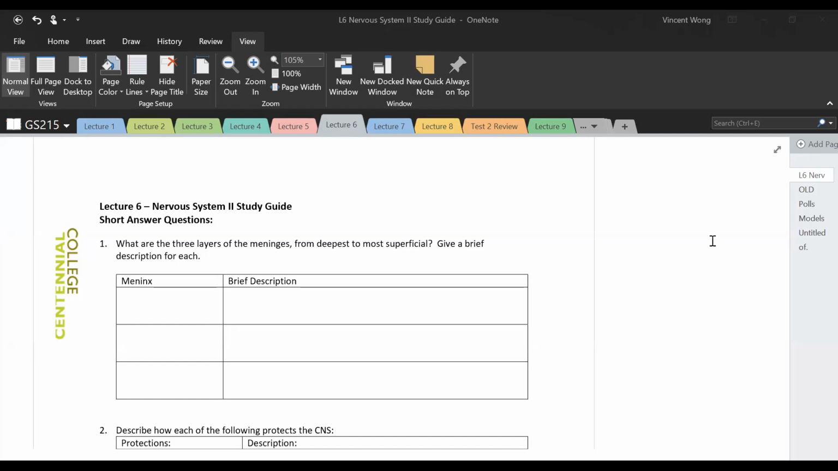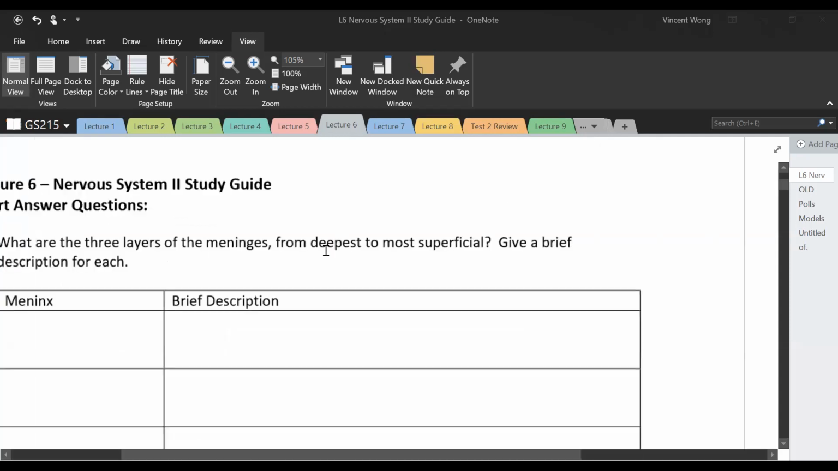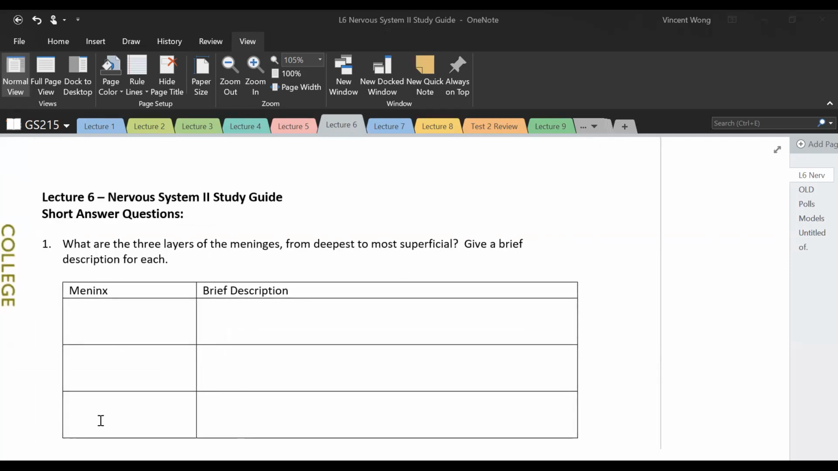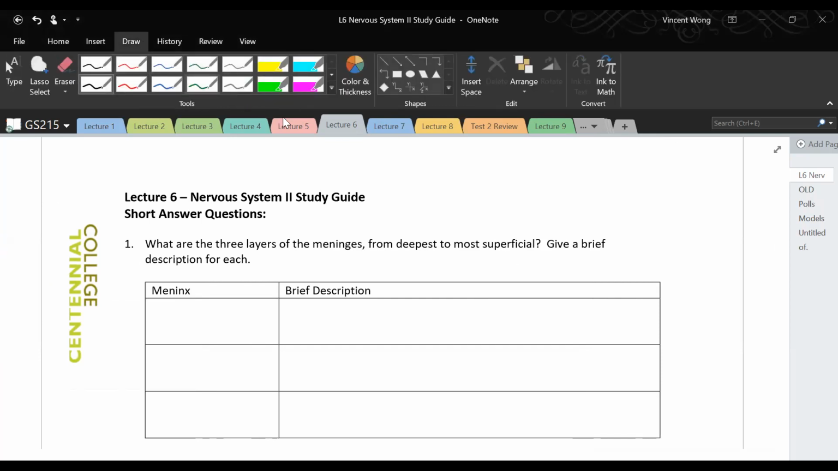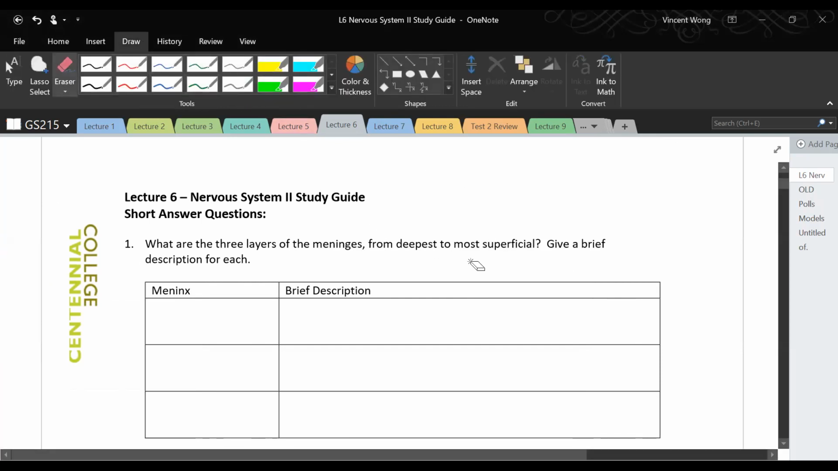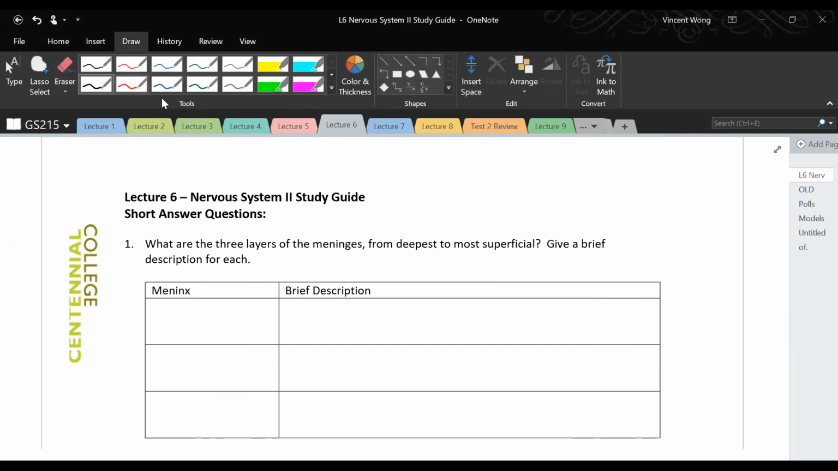So let's get started with the study guide. First question. What are the 3 layers of the meninges from deepest to most superficial? Give a brief description for each.